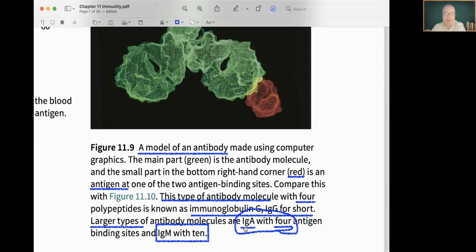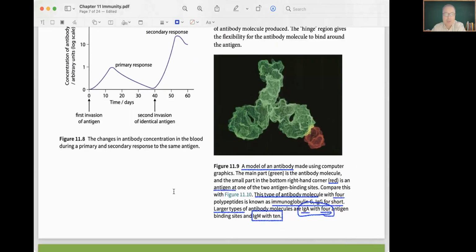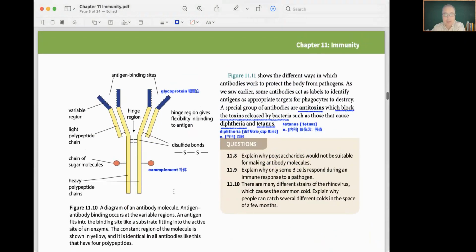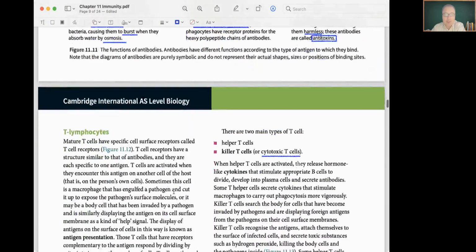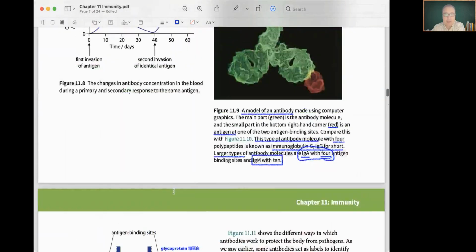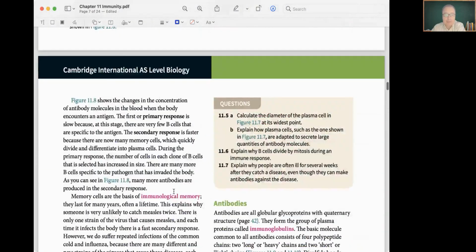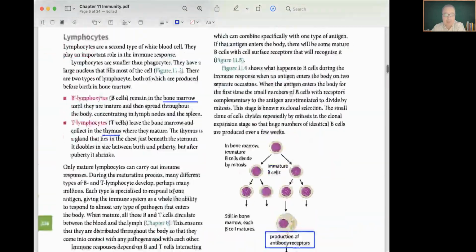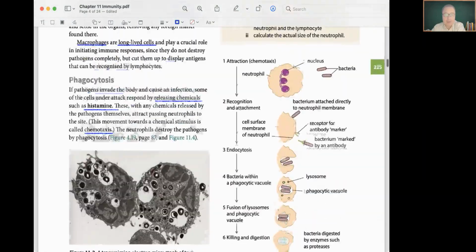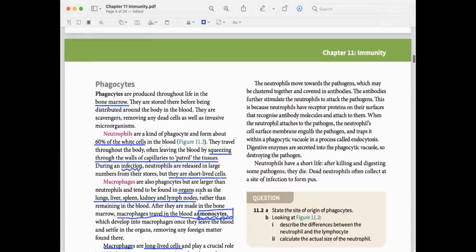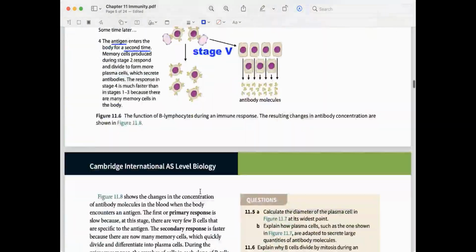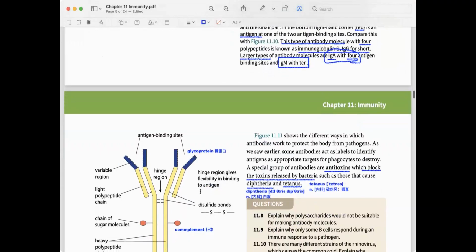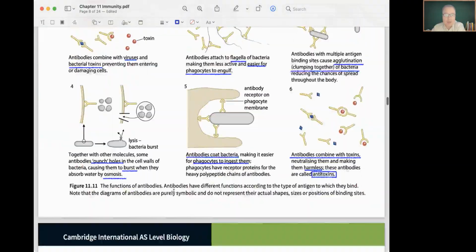Colostrum means 初乳. I would like to mention colostrum. Give me time. We have colostrum in our textbook, but I have to look for it. Okay, there's colostrum.